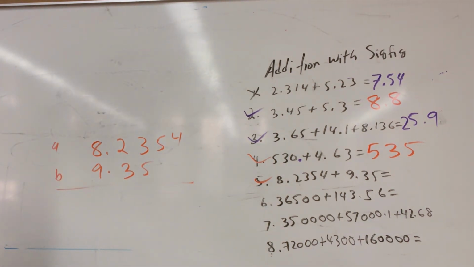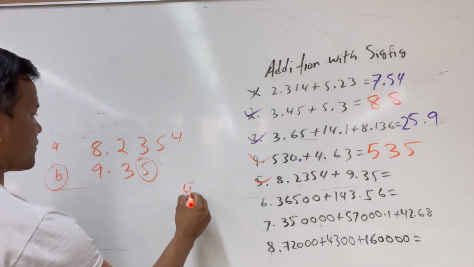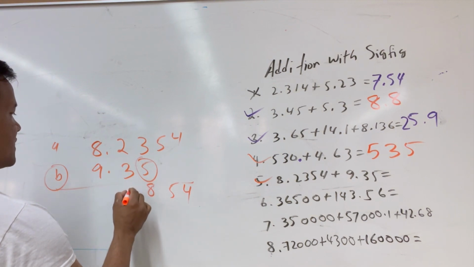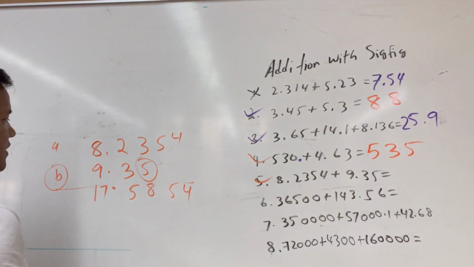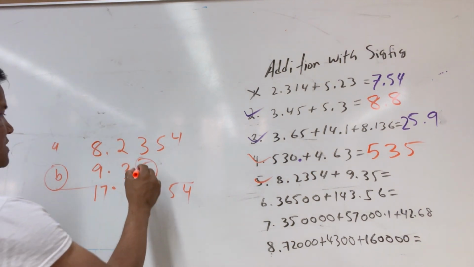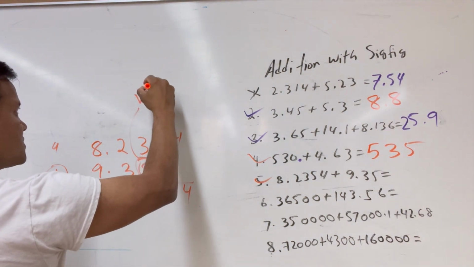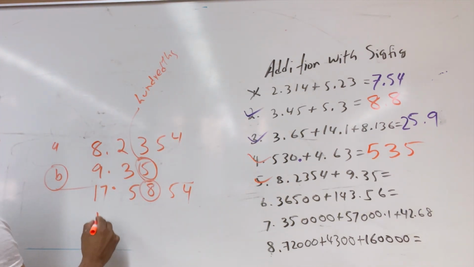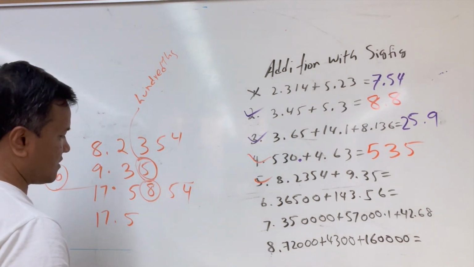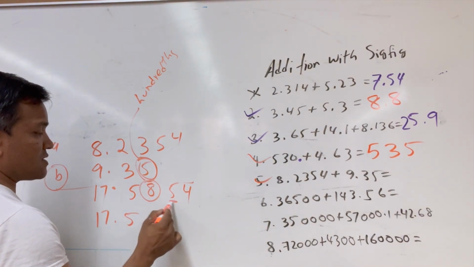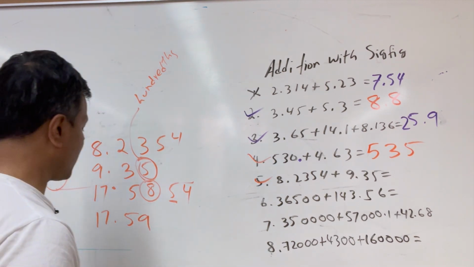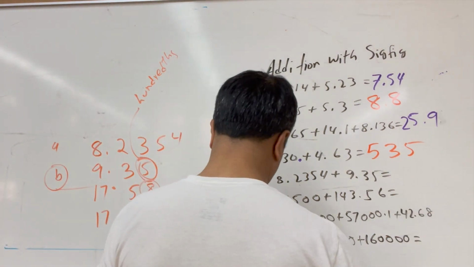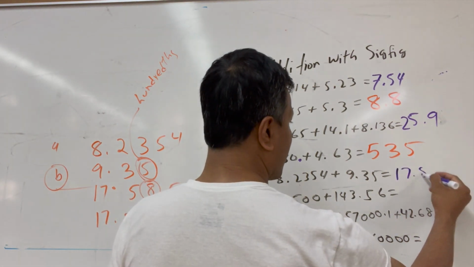Which one is the least precise? B. Which one is the last digit? 5. So 4, 5, 8, 5. All right, so this is the 100th place. This one is the 100th place. So you have to circle this one. So 17.5. The 8, which is the target, is going to be changed to 9 because the next digit is 5 or more. So 17.59.